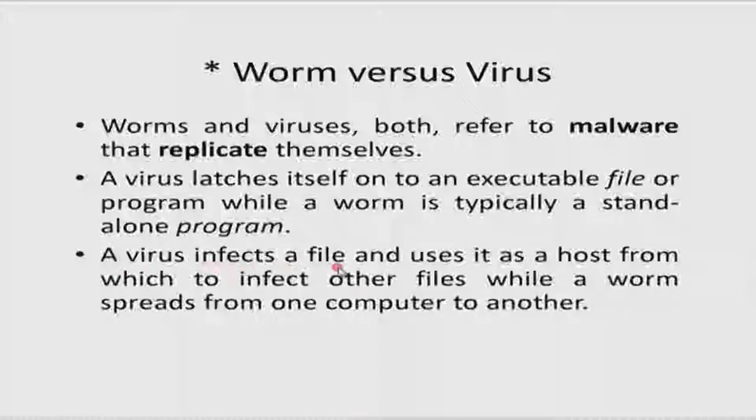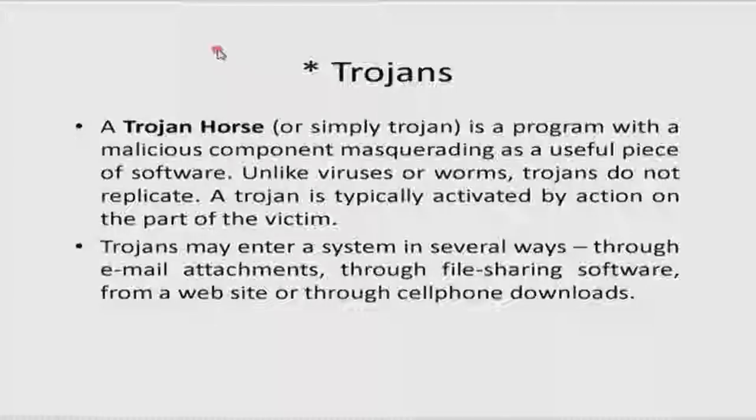So a virus infects a file and uses it as a host from which to infect other files, while a worm typically spreads from one computer to another. A Trojan horse, or simply Trojan, is a program with a malicious component masquerading as a useful piece of software. Unlike viruses or worms, Trojans do not replicate. A Trojan is typically activated by action on the part of the victim.